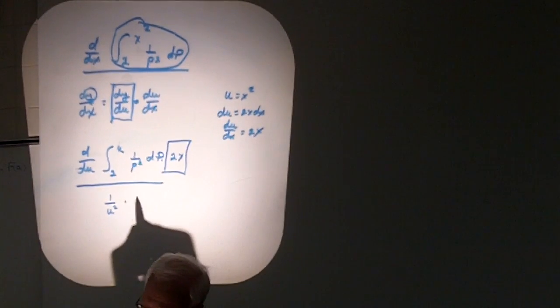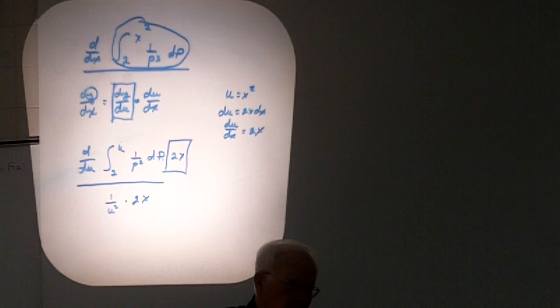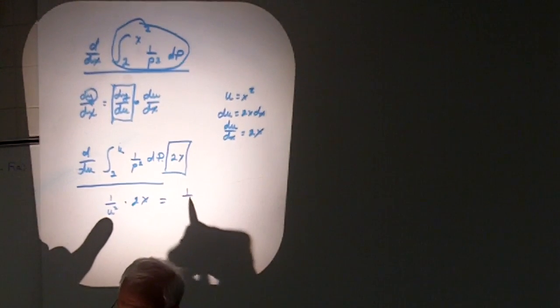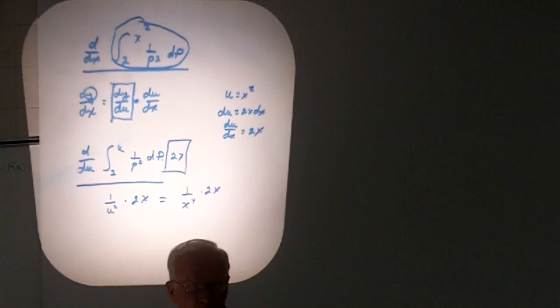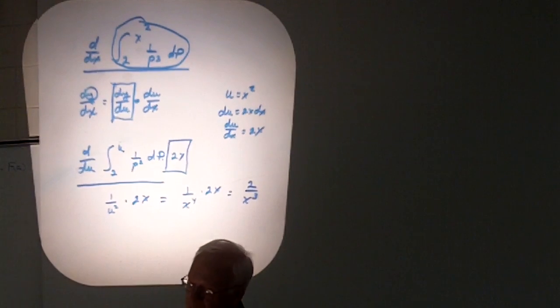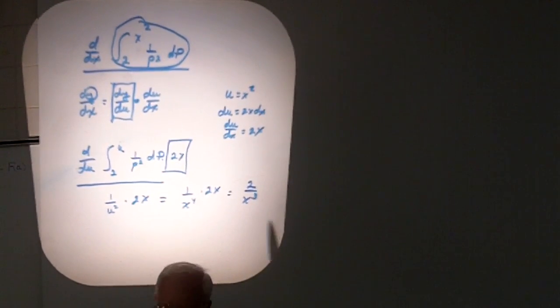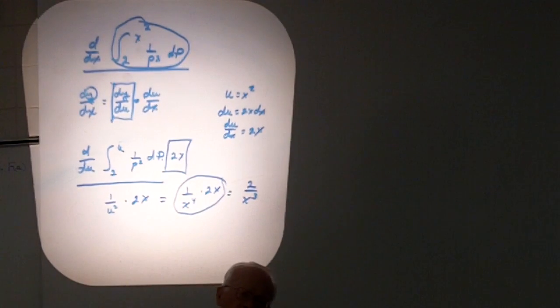And then we're going to have to put a 2x back here. Now we've got x's and u's around. I want all x's. So then I'm going to put it back in. It's 1 over x to the 4th times 2x, which turns into 2 over x cubed. Now when you see this answer in the back, that's going to confuse you a little bit. If it is written this way, you maybe would have a better clue where it came from.